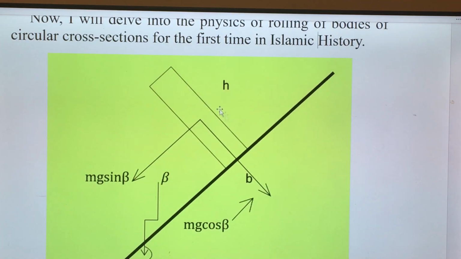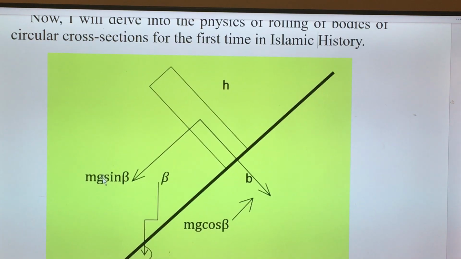We have a prismatic rectangular body with a rectangular cross-sectional area sitting on an inclined plane, and we can see that the only force that causes this body to topple over is the component of the force of gravity. The force of gravity is acting like this towards the center of the earth, mg, and this component is the only force causing all sorts of motion in this rectangular piece. This is the only force responsible.